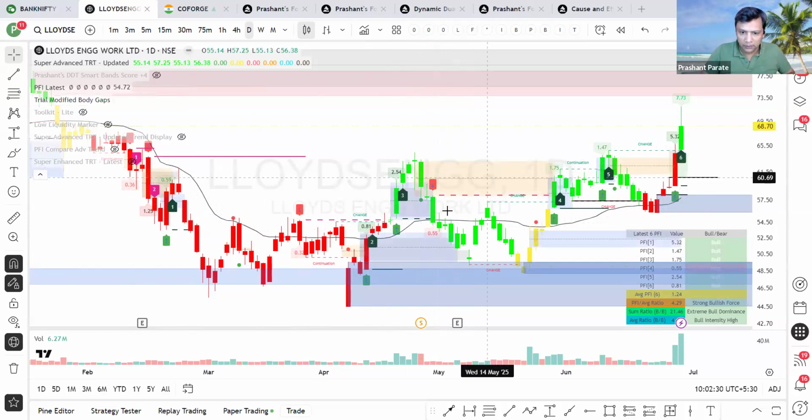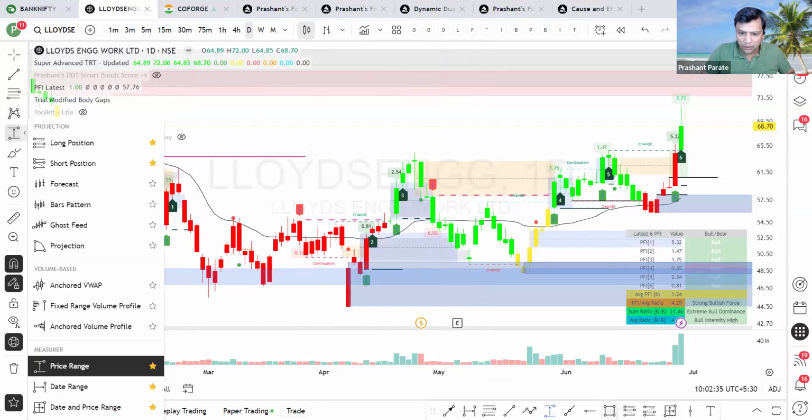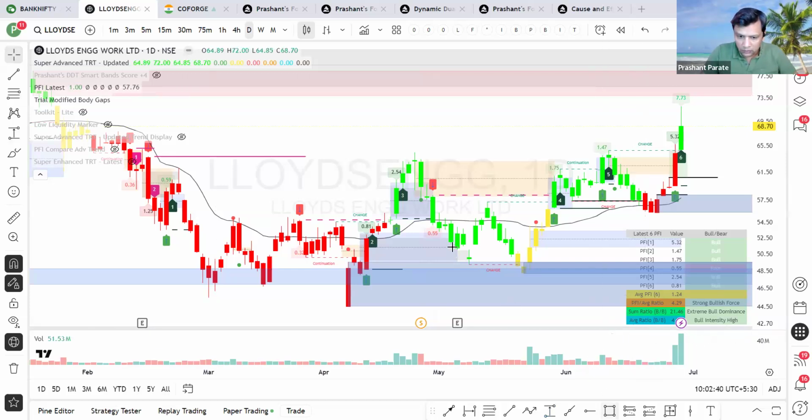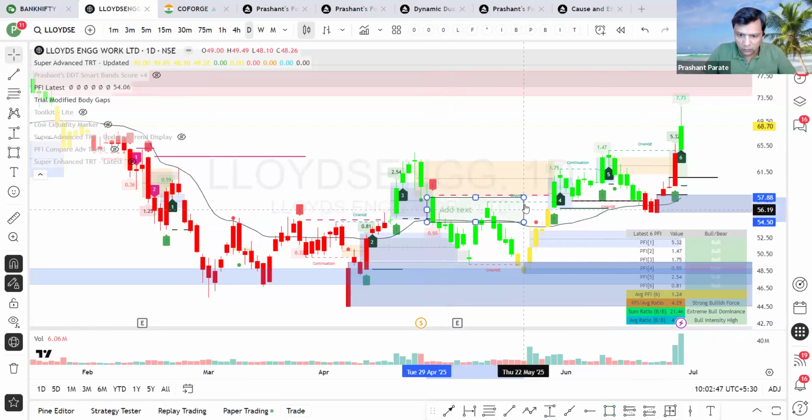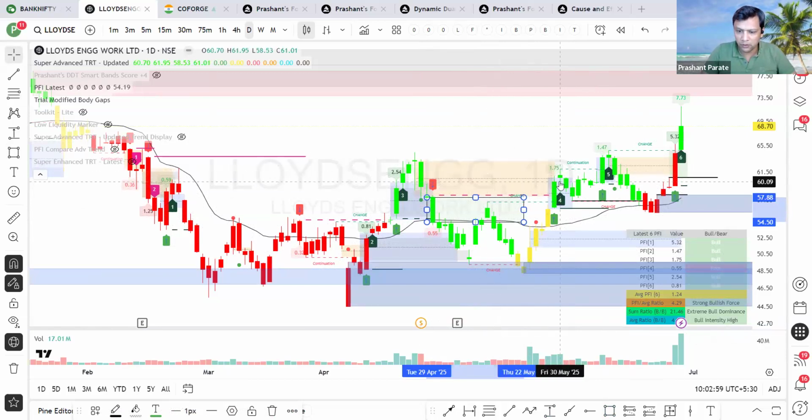There is a strong hidden gap here, and there is a hidden gap here as well. It is not printed as a strong hidden gap, but this is associated with a downward PFI. So there is also one hidden gap here, which is associated with downward PFI. So price came down, reacted from this. This was a resistance for up move.